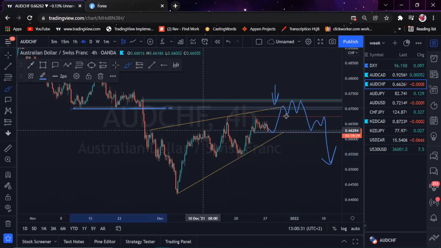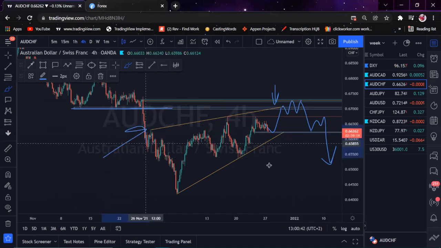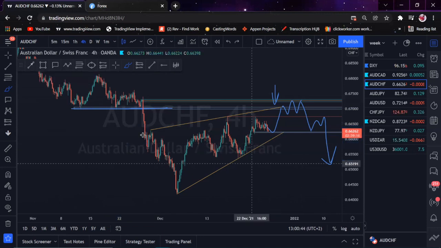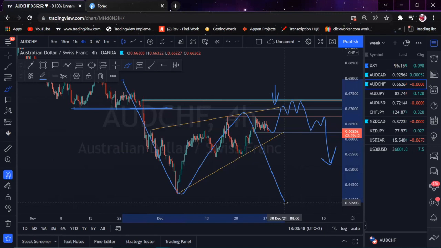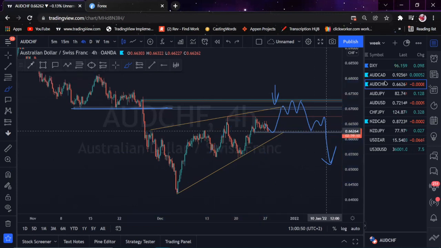And once prices get to this value area, at this point of interest, we will then start to look for our entry criteria, which are bearish biased setups to allow us to trade this nice, beautiful bearish momentum that we've got on our left-hand side, as well as our impulse correction, impulse structure. So that is our bearish bias, guys, on Aussie Swiss franc.